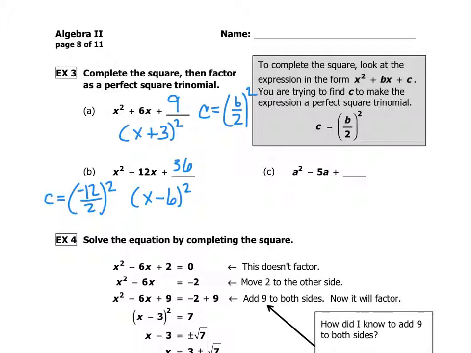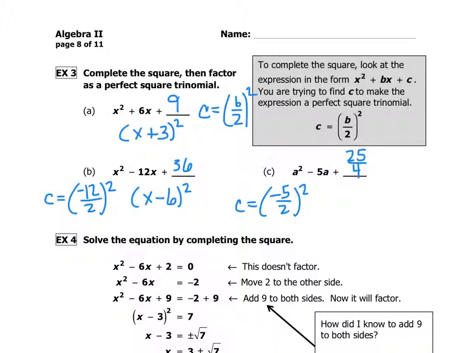My last example is a squared minus 5a. So again, let's use our formula of (b over 2) quantity squared. So c equals (negative 5 over 2) quantity squared. Wait, this is a fraction and it's not going to simplify. So here's what I want to do. I still want to square it. I square the numerator and I square the denominator, and I get 25 over 4. So what I want to add here is 25 over 4.